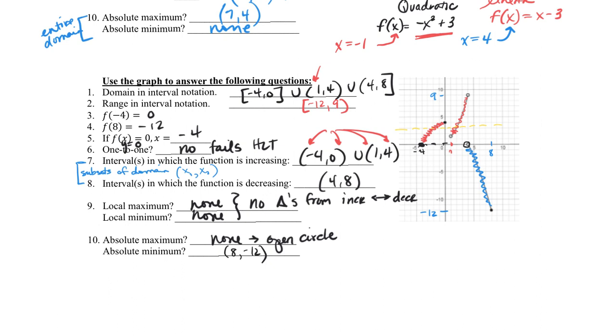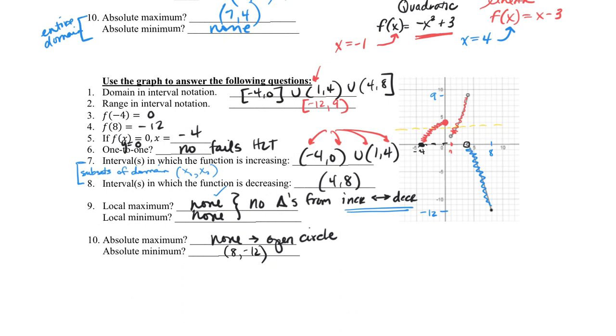Okay. Number 9, where is the local maximum? So is there a point on the graph that's higher than the other points around it? Is there a point where it changes from increasing to decreasing? And the answer is no, okay? You may have said that this point here was a local maximum, but it's not. It doesn't change on the graph from increasing to decreasing.